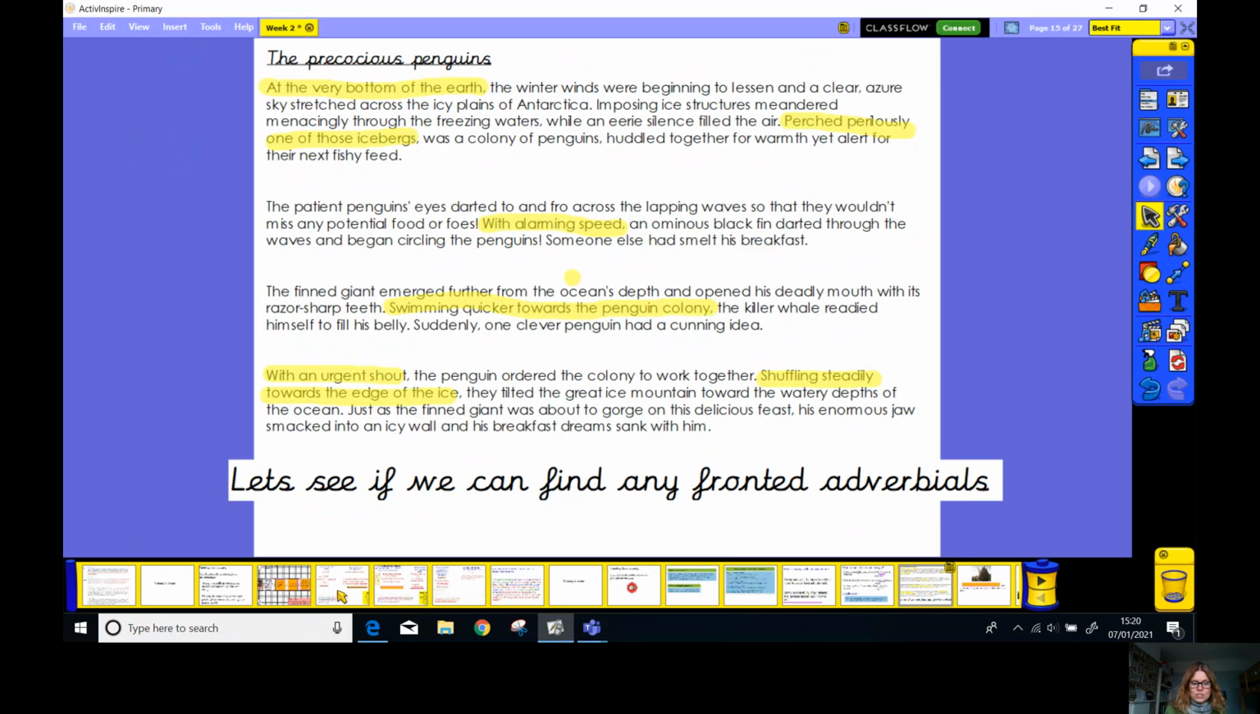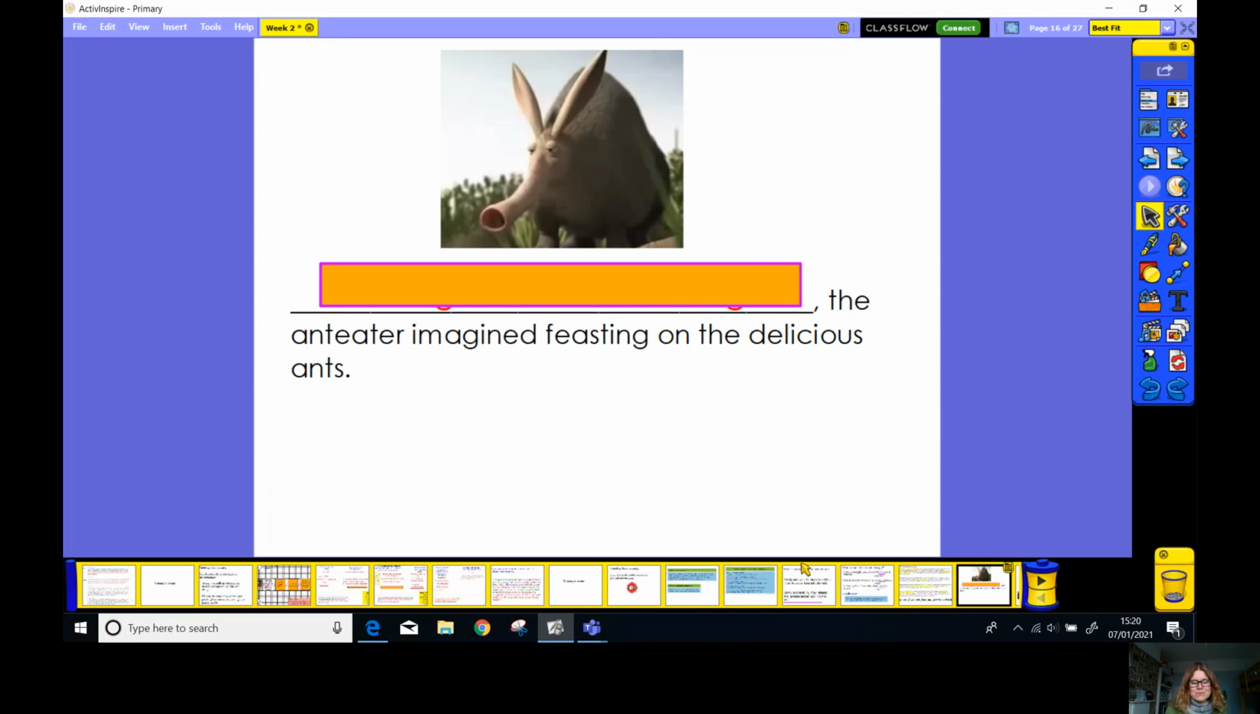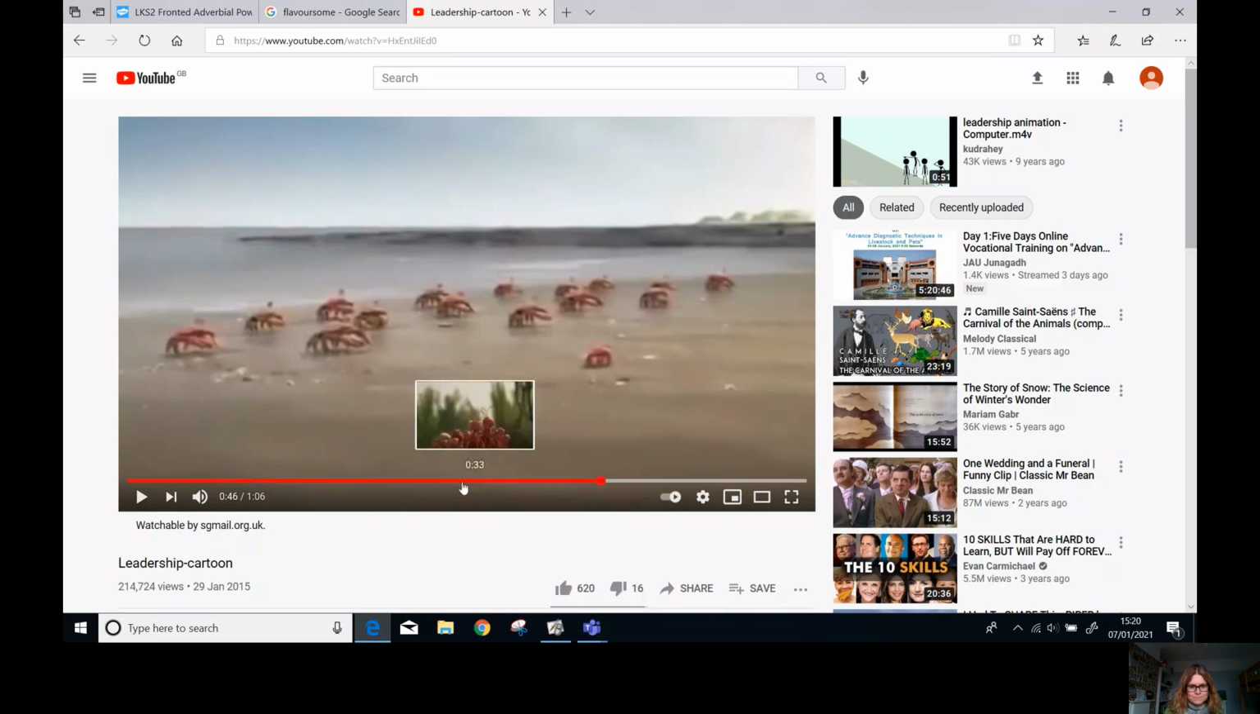So now we're ready to start writing about our writing with fronted adverbials. We're going to go back to our film. We're going to be talking today about that part of the scene where the anteater sucks up the little ant. Do you remember? Well, let's watch the film again and then we can see exactly what I'm talking about, so we can really picture it in our minds before we start writing today.